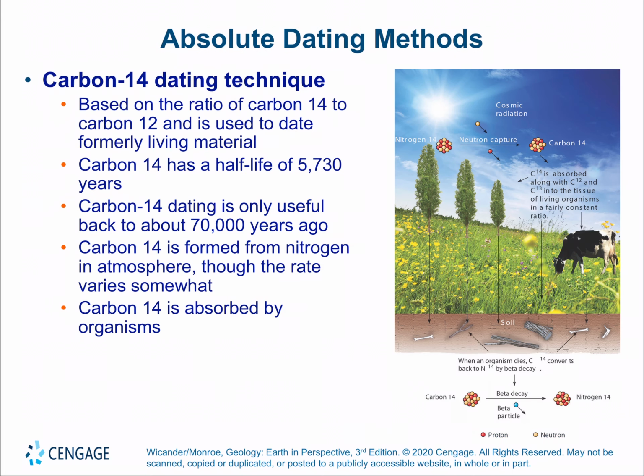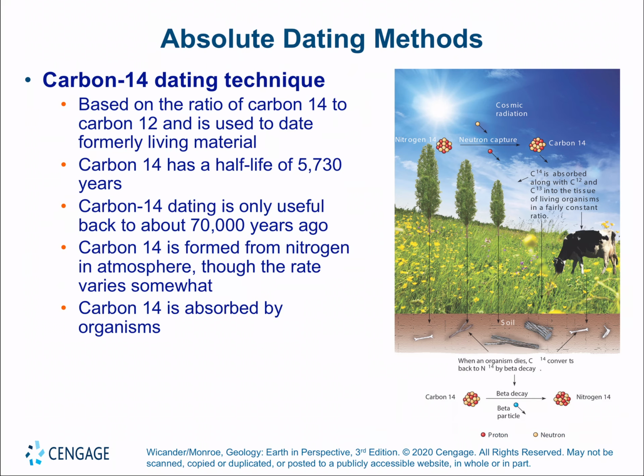We can also use what's known as carbon-14 dating. Now, carbon-14 dating is based upon the ratio of carbon-14 to carbon-12, and it's used to date material that was once alive. So we know carbon-14 has a half-life of 5,730 years. Carbon-14 is only useful back to about 70,000 years.